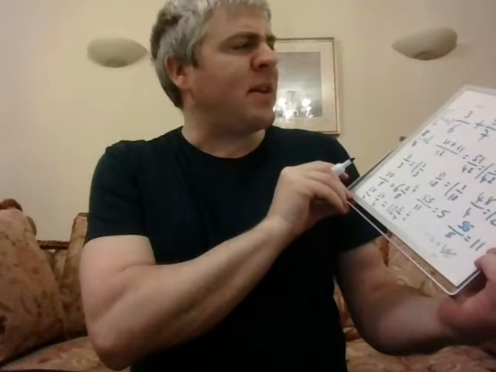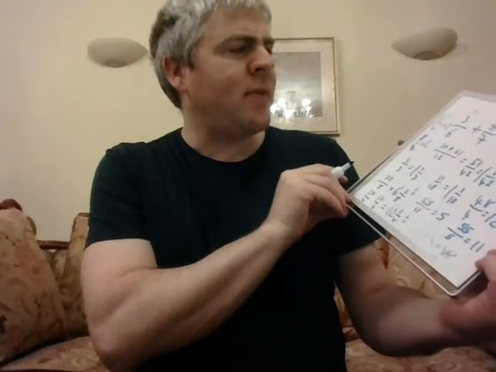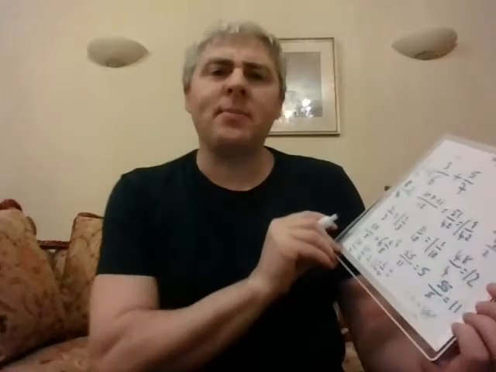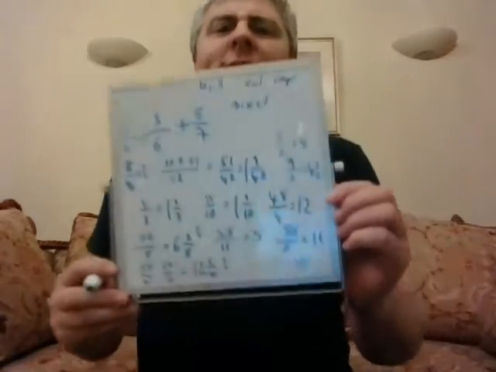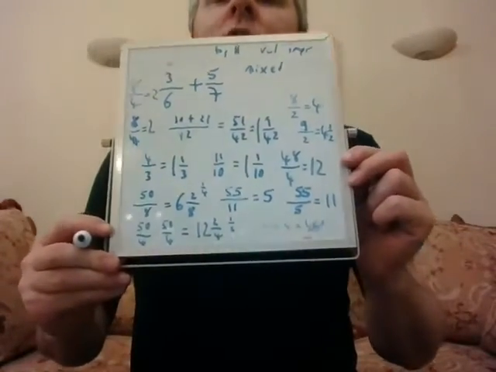So I've just been talking about top heavy fractions, which are when the top number's higher than the bottom number. Vulgar, improper fractions, mixed fractions, stuff like that. I just wanted to show you that.